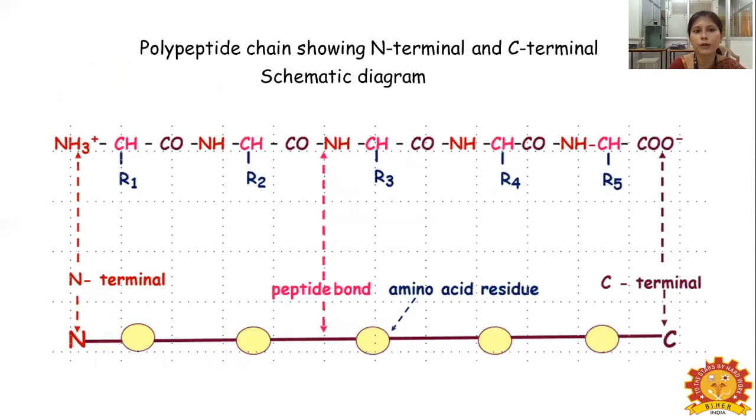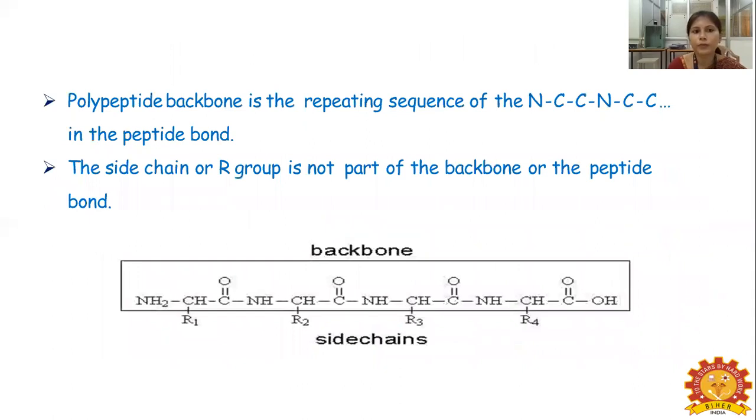Now here we are given a polypeptide chain, a schematic diagram showing the N-terminal and the C-terminal. The N-terminal ends with NH3 plus and the C-terminal ends with COO minus. All the R1, R2, R3, R4, R5, whatever the number, are attached to the alpha carbon, and in between there will be CONH, which is called the amide bond. The polypeptide backbone is the repeating sequence of N, C-alpha, C in the peptide bond. The side chain, the R group, is not part of the backbone or the peptide bond. The side chains extend out, and the R groups give extra support and stability to the protein structure.